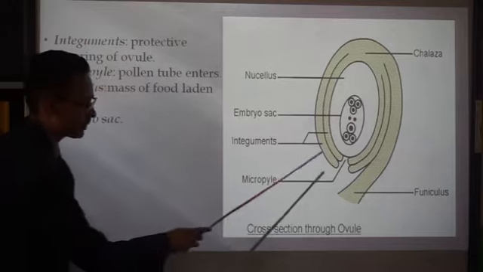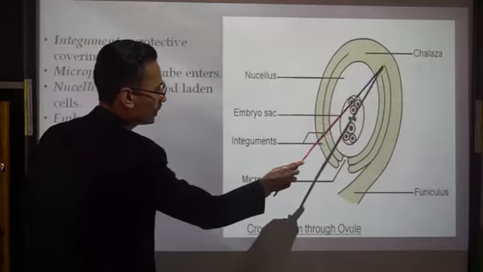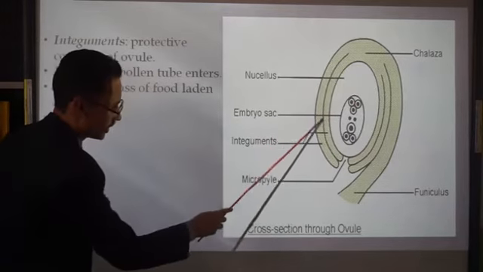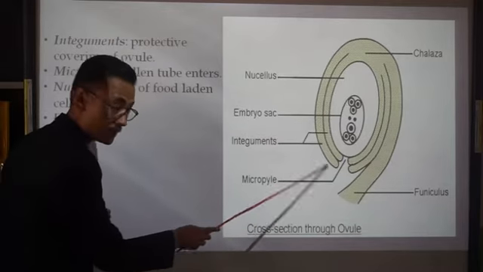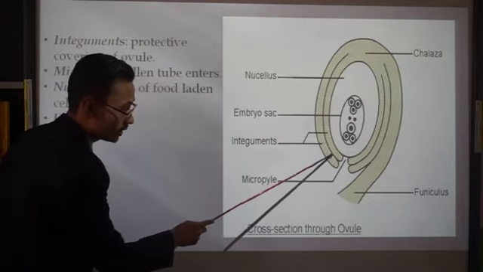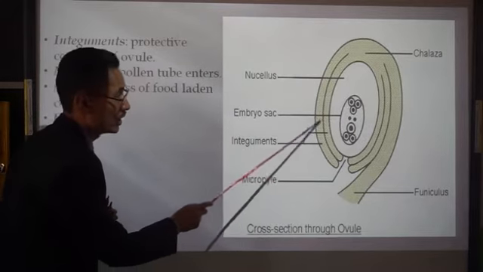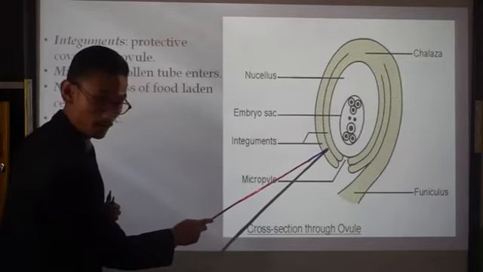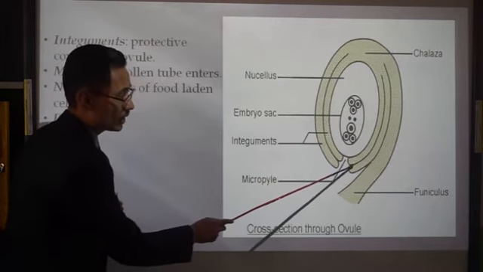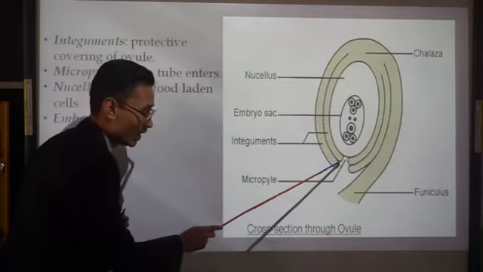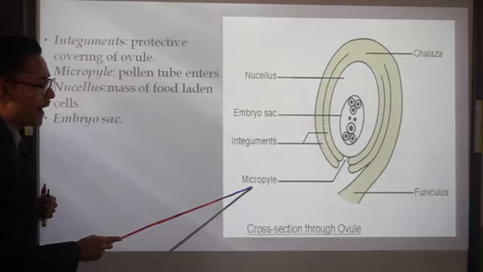Clear? Now, the entire ovule is surrounded or covered by an integument. But you can see over here a small gap. Can you see it? A small gap will be left over here where the integuments are absent. Clear? Generally the integuments surround the ovule and ensure protection to the ovule. But at a particular point the integuments are absent. Clear? So this particular point where the integuments are absent is called the micropyle.